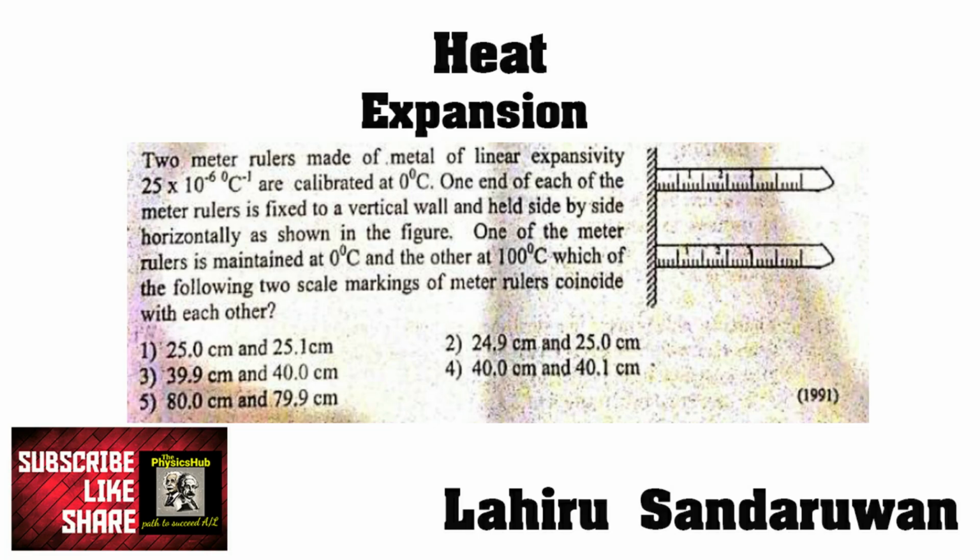Question number 1. The 2 meter rulers made of material of linear expansivity 5 into 10 to the power minus 6 per Celsius are calibrated at 0 degrees. One end of each meter ruler is fixed to a vertical board and held side by side, horizontally as shown in the figure. One of the meter rulers is maintained at 0 degrees Celsius and the other at 100 degrees Celsius. Which of the following two scales of the meter rulers coincide with each other?